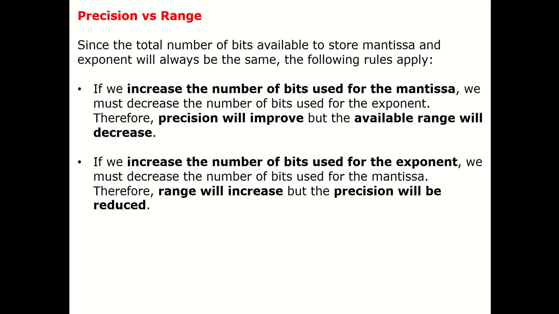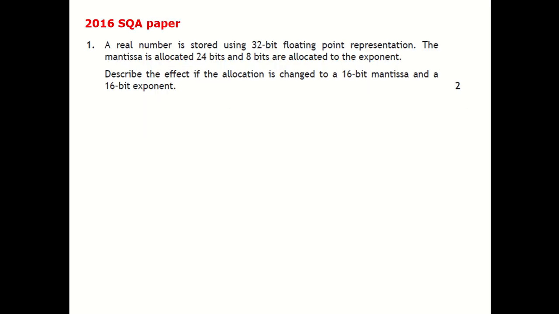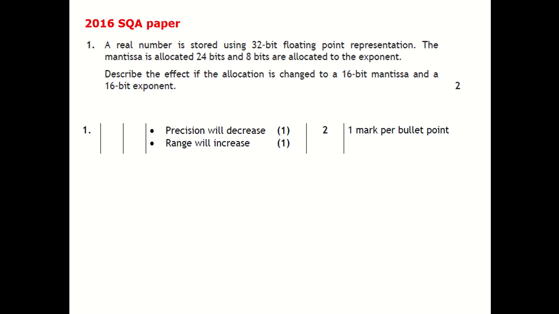In fact, I'm just going to look at a quick question from an old exam. Here it is. You've got 32 bits for the floating point representation. The mantissa is given 24 and 8 for the exponent. What will be the effect if you change it to 16 bits for each of them? That means you're reducing the number of bits for the mantissa and increasing the number of bits for the exponent. So precision will decrease, but range will increase. Make a bit of sense? I hope so. See ya.